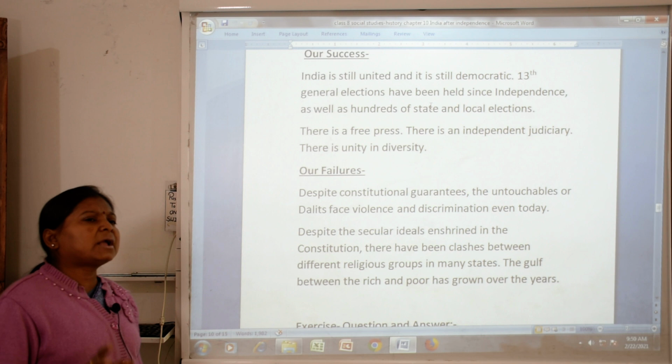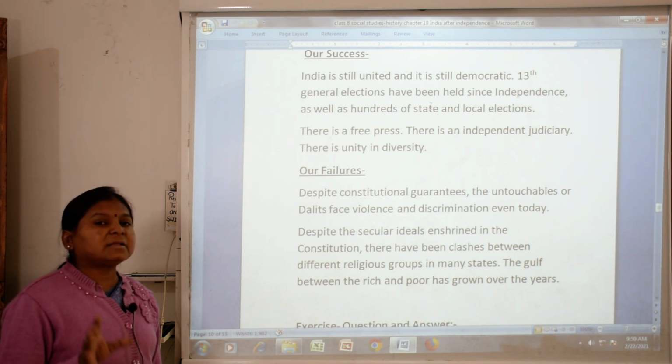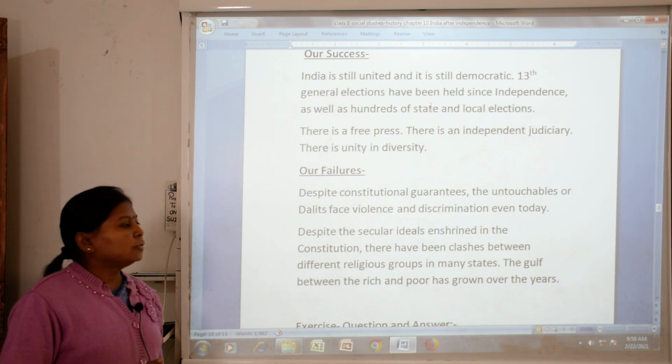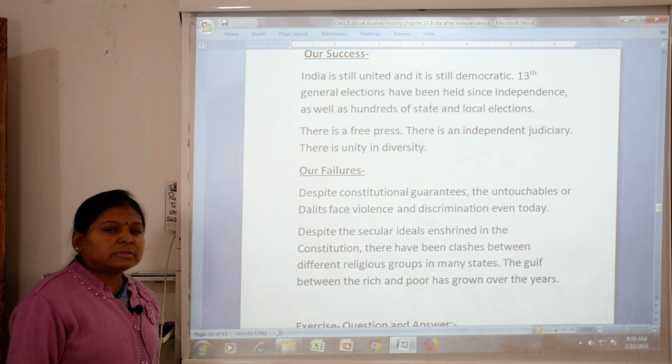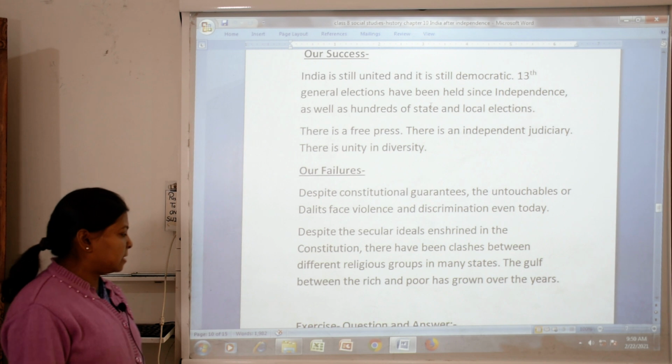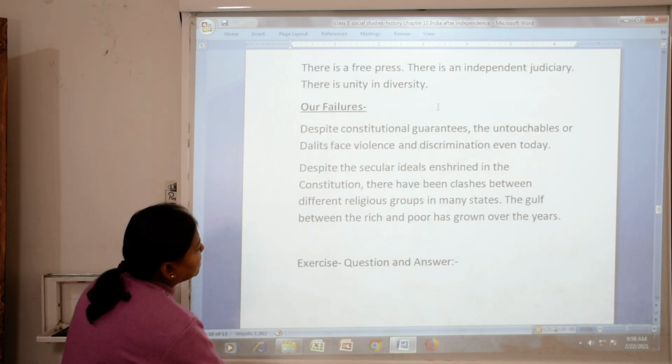So if we want to make our India united, maintain the success and remain united, these failures should be removed from the country. Then we get the real unity in our country. So you see some questions and answers.